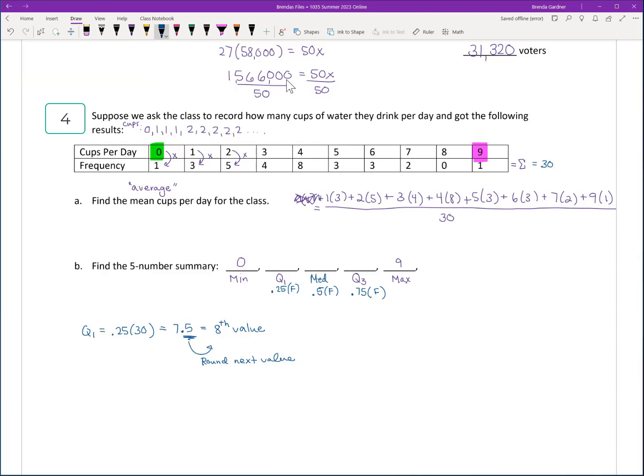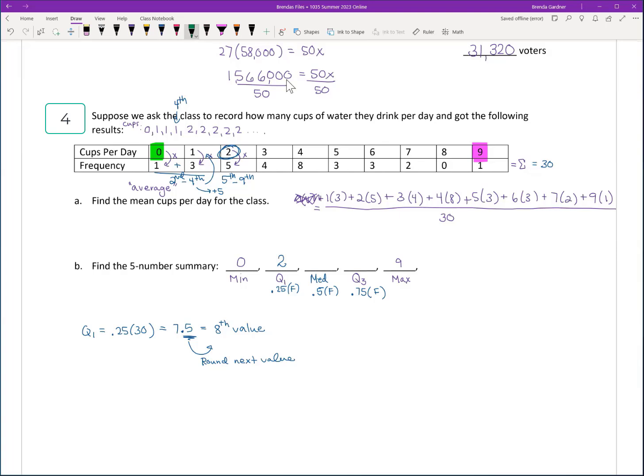Now, to find the 8th value, you're going to think about adding up the frequencies along the bottom of the table. So the first value is a 0. The 4th value, 1 plus the 3, or the 4th value is a 1. So basically the 2nd through the 4th values are 1s. And then if I add my 5 to the 4th value, the 5th through the 9th values are all 2s. So the 8th value has got to be a 2.